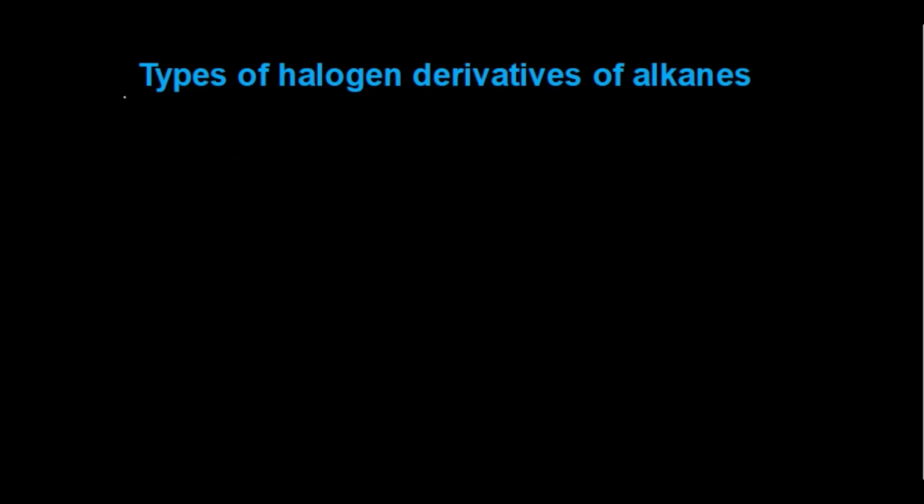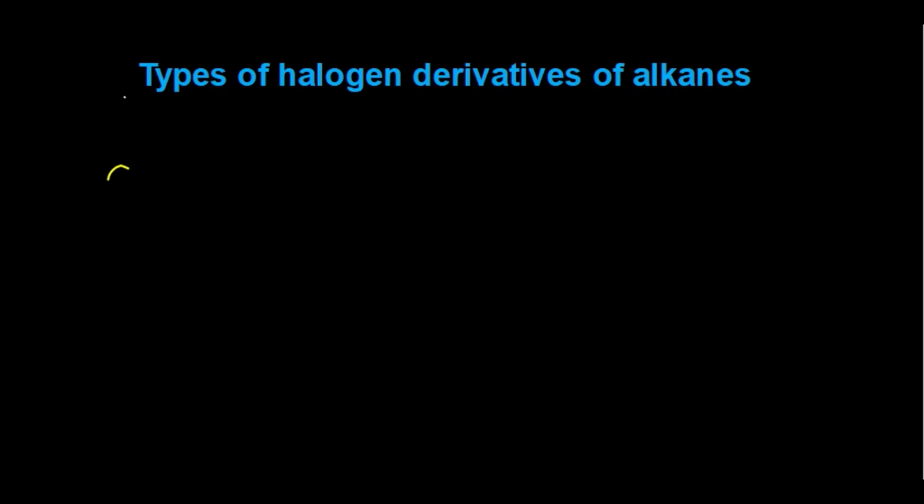Now students, we will see the different types of alkyl halides. Types of halogen derivatives of alkanes. A halogen derivative of an alkane may be di, tri or polyhaloalkane, depending upon the number of halogen atoms present in the molecule.